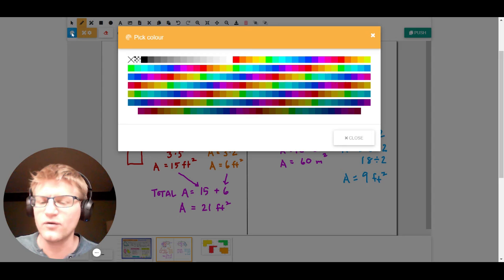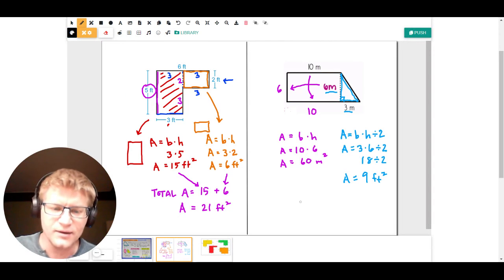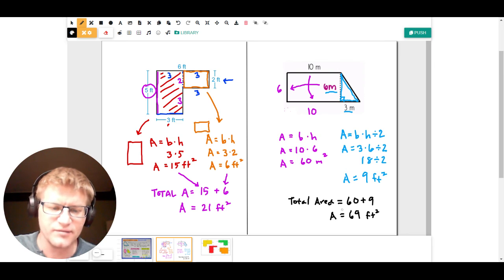And then when I want to do the whole thing together, let's make it in black. The total area, and I hope I'm under 15 minutes. Total area, or total A, equals 60 plus 9, which equals 69 feet squared, right? No problem. Easy stuff, right?